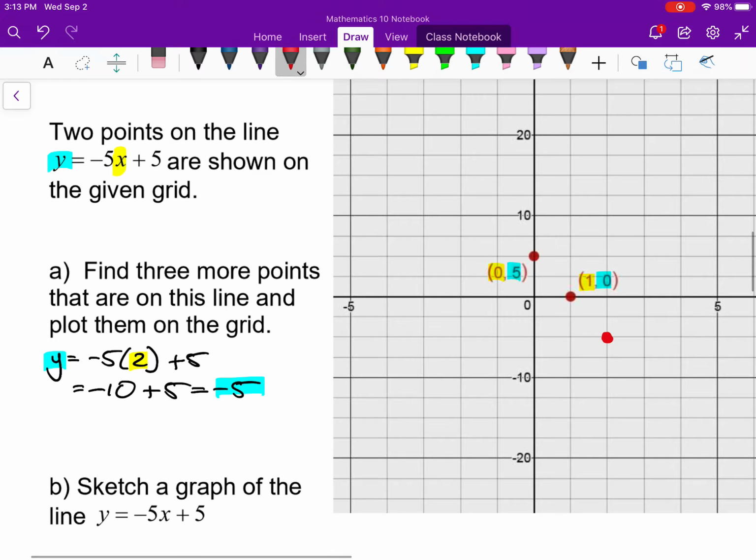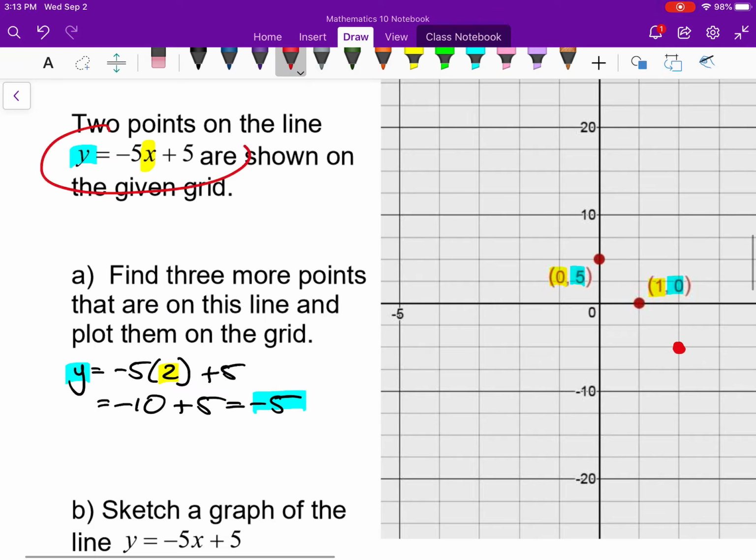And I could keep doing that. I could just pick different numbers for x. I could pick 3 and replace x with 3, replace x with 4, replace x with 2.1 if I want. Or I can just realize that this equation here is what we call a linear equation, which means when I graph it, it always forms a perfectly straight line. So I don't actually have to use the equation just yet.